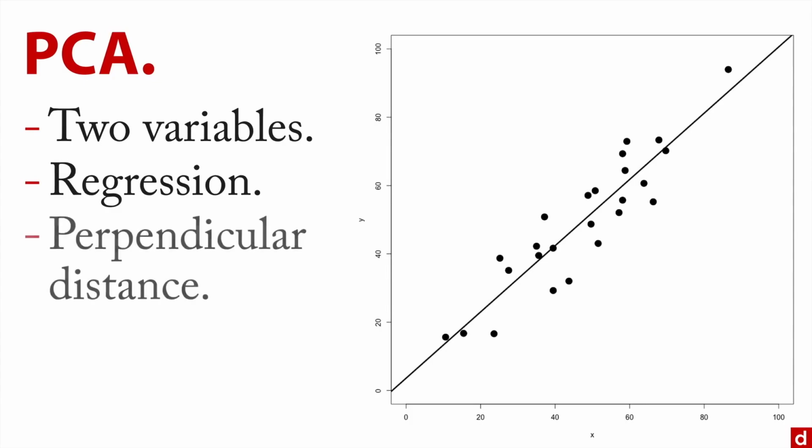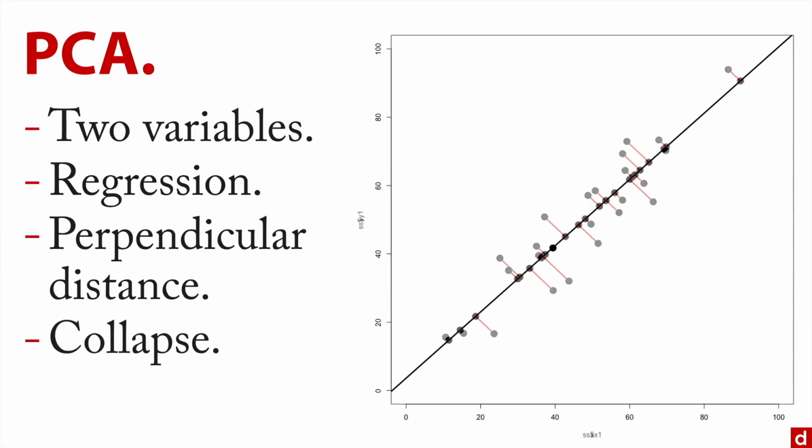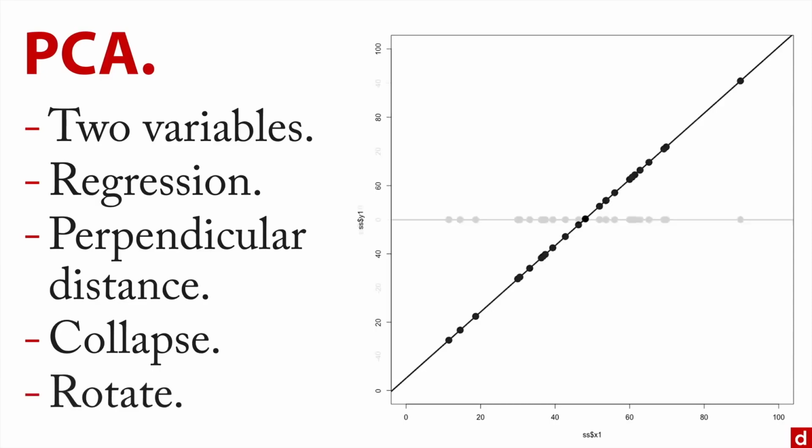And then we're going to measure the perpendicular distance of each data point to the regression line. Now, not the vertical distance. That's what we would do if we were looking for regression residuals, but the perpendicular distance. And that's what those red lines are. Then what we're going to do is collapse the data by sliding each point down the red line to the regression line. And that's what we have there. And then finally, we have the option of rotating it. So it's not on a diagonal anymore, but it's flat. And that there is the PC, the principal component.